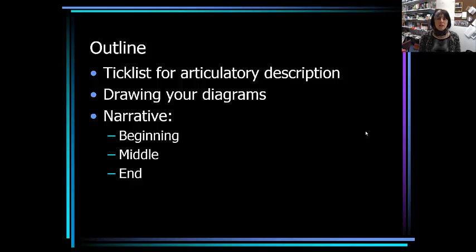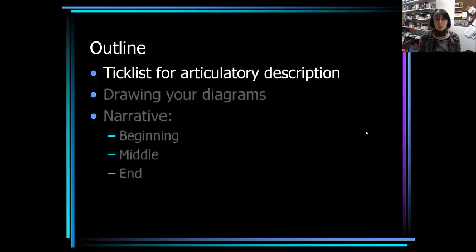Okay, so as you may remember from the last lecture, for an articulatory description you need diagrams, you need a narrative, and we also started by looking at the tick list, so the things that you actually have to put in it. So let's go back to the tick list again.